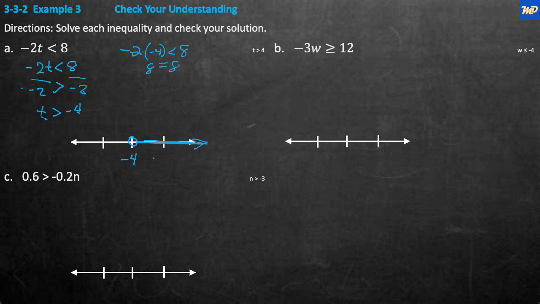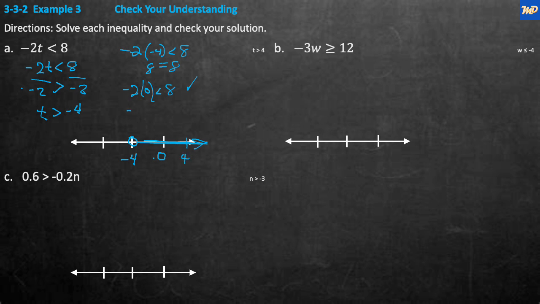Okay. So now this says that t is greater than negative 4. So if I picked 0 or any other number, what would happen? I'd have right here negative 2 times 0. Is that less than 8? Is 0 less than 8? Yes, it is. Okay. What if I picked 4?